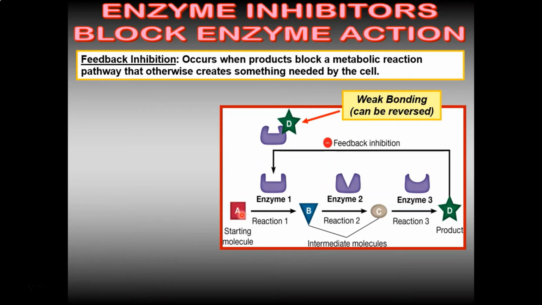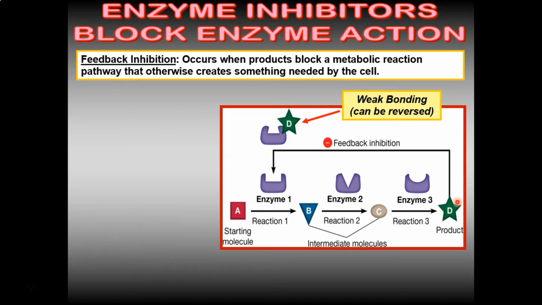And as long as we have A, well then enzyme 1 will convert A into B, and enzyme 2, which again, hopefully we have DNA through gene expression, we know how to make all these enzymes. Enzyme 2 will convert B into C. These are called intermediates, okay? And eventually enzyme 3 will make our product that we're after.